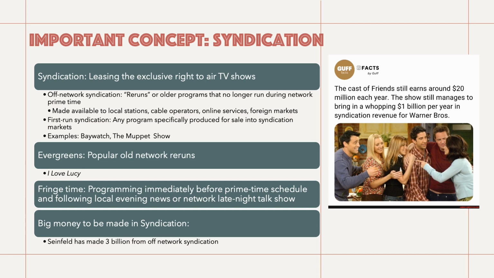A well-known example of the amount of money that can be made through syndication is Seinfeld, which has made over $3 billion in syndication since it aired. Another is Friends, and currently Friends still earns $1 billion per year in syndication, and each cast member earns $20 million per year. Syndication is where the big money is. This is most of what shows are hoping for. So when television is produced, they're ideally looking for things that will be popular for many, many years.